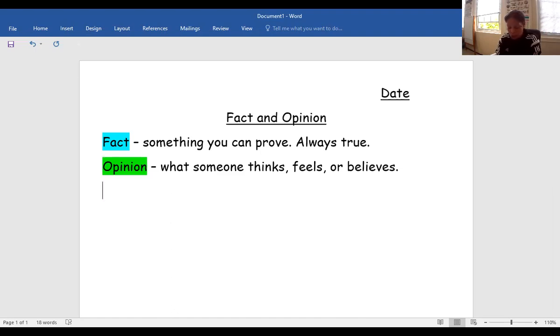So I want you to number your page 1 to 5, just like me. And we're going to do some practice. So I'm going to pull up a video and it's going to give you some sentences, and you're going to have to determine if these sentences are facts. Are they something that's always true? Something that you can actually prove? If it is, then it's going to be a fact. So just put an F next to the number. If you think it's an opinion, what someone thinks, feels, or believes, you're just going to put the letter O. So remember, put me on pause, get your notes down, and then we're going to continue on.